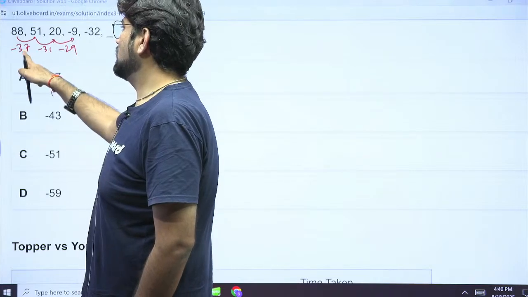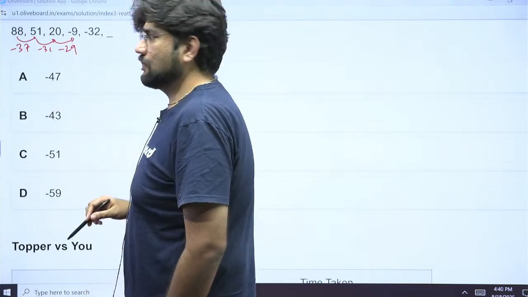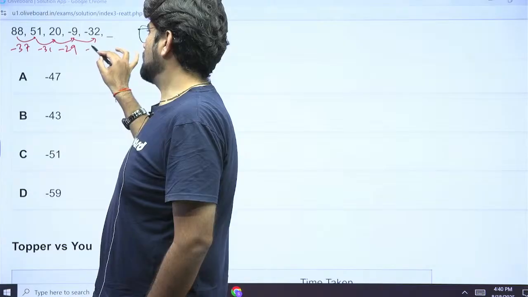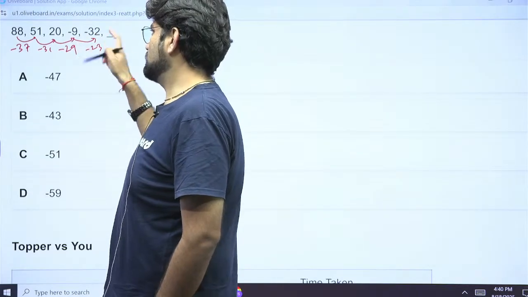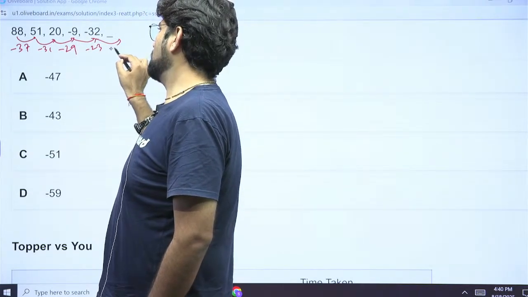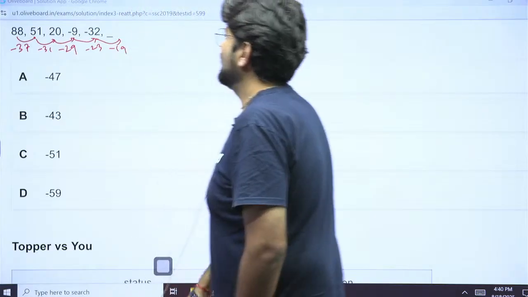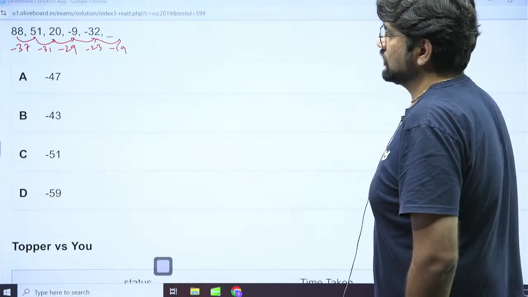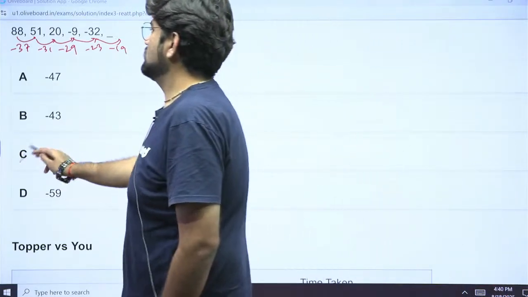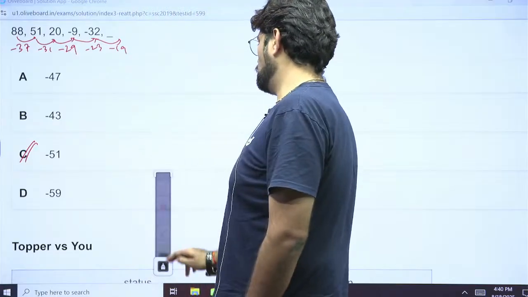What is happening here? You can clearly see this is reducing prime numbers. Next, is it 23? 23 plus 9 is 32. Yes, minus 23. So next should be what? Minus 19. And 32 and 19. 42, 9, 51. Minus 51. Option C is the right answer. Cool. This is pretty easy.